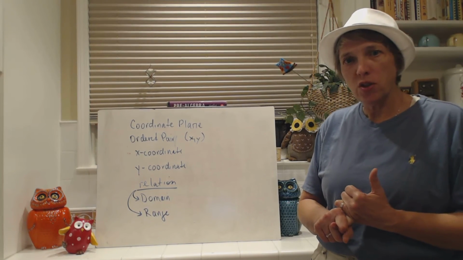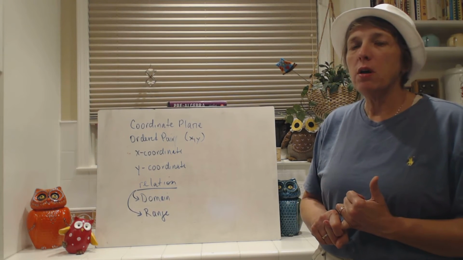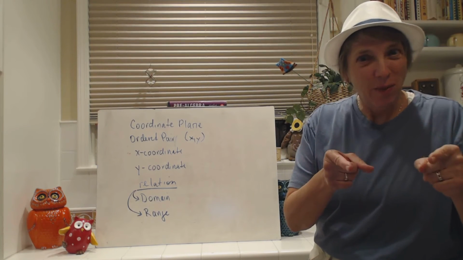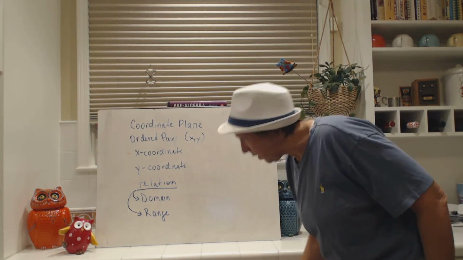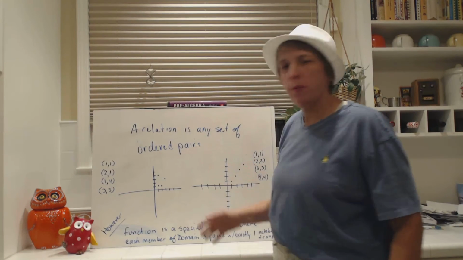Domain is always associated with the x-coordinates, and range is always identified, I had a brain freeze, identified with the y-coordinates. So let's look at this. A relation is any set of ordered pairs.